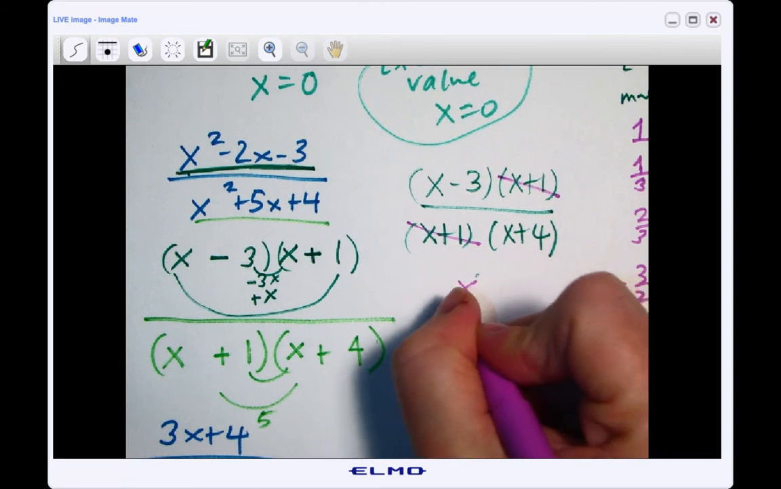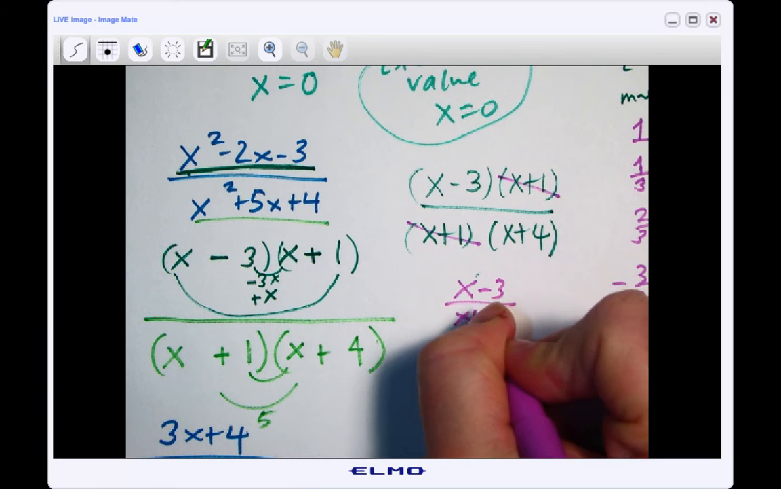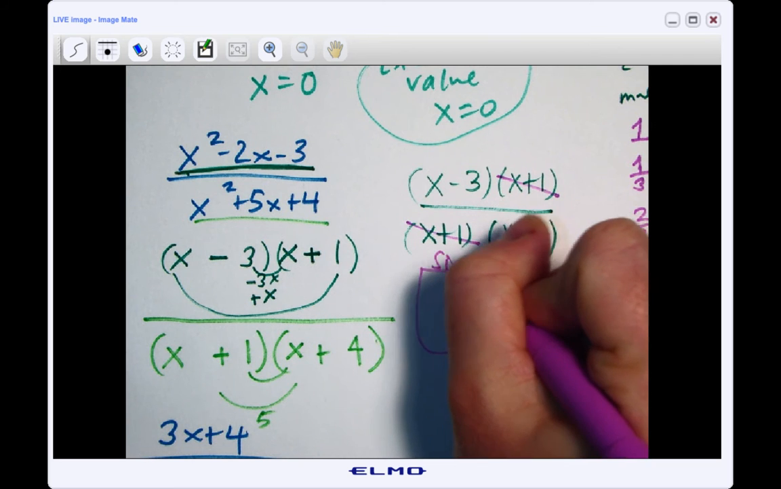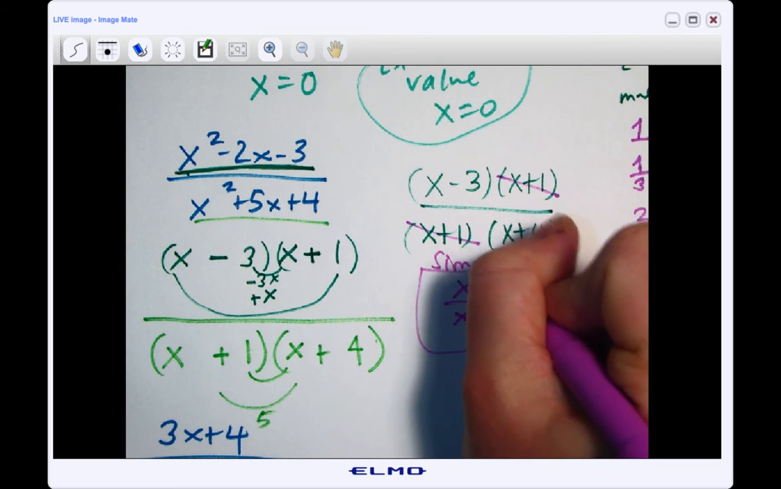And what are we left with? We're left with this, x plus 4. So this is my simplified, right? So that's the simplified part of my directions.